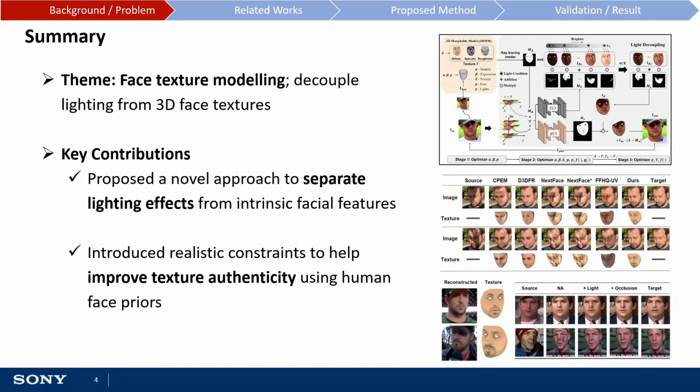Summarizing the two key contributions of the paper. First, DeFace presents a new face texture modeling framework by learning to separate the environmental lighting effects from intrinsic facial features into multiple light conditions with neural representations. Second, the authors propose realistic constraints to help improve the authenticity of texture by introducing human face priors.